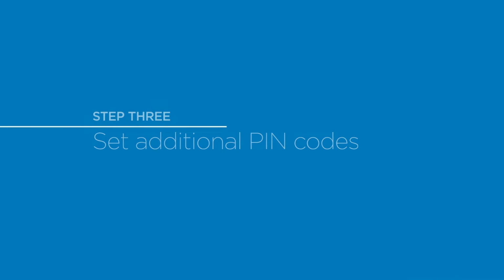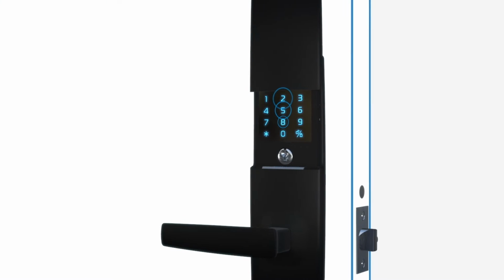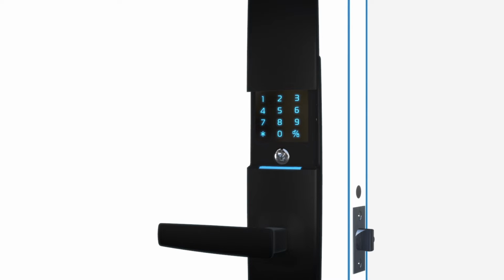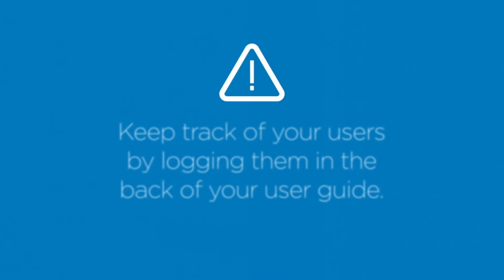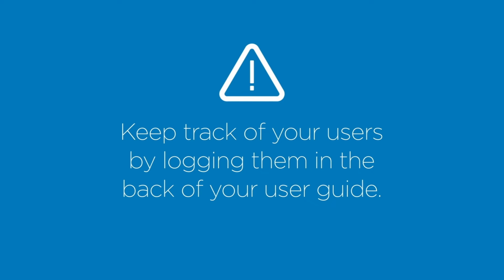To add user pin codes, enter admin pin, press star, 2, star, choose user number between 1 and 9, star, enter 4-digit pin, star, and confirm. Log user details in your user guide for reference.